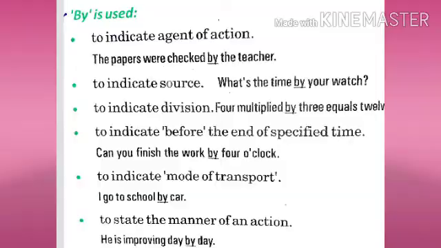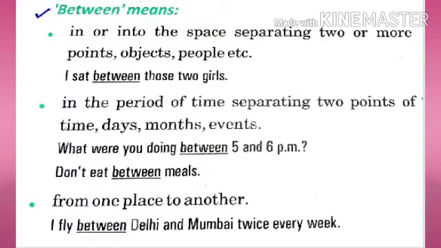Now students, let's come to some very interesting prepositions. They are between and among. Now there is a difference between between and among, and children get confused. So first let me explain you between. Between means in or into the space separating two or more points, objects, people, etc. Depend on two. Imagine two. Please understand. I sat between those two girls. So when we talk about 2 points, 2 objects, 2 people, we use between.